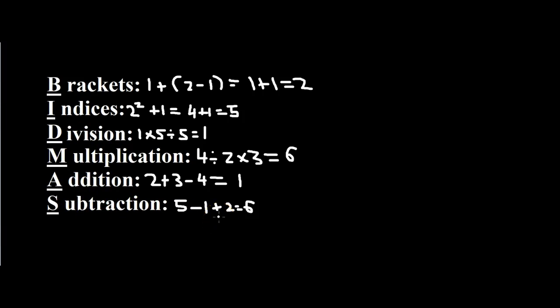You would use BIDMAS when it's not clear what to do next, or if there's more than one thing you could do. So that's why with the addition and subtraction you just go from left to right, and with division and multiplication you just go from left to right. But an example where division or multiplication would be more priority than addition and subtraction. So for example, 5 plus 2 times 3, you would do the 2 times 3 first, so it would become 5 plus 6, and that equals 11.